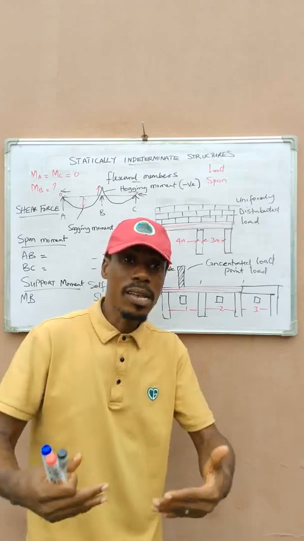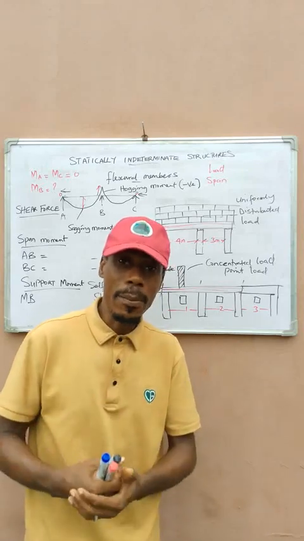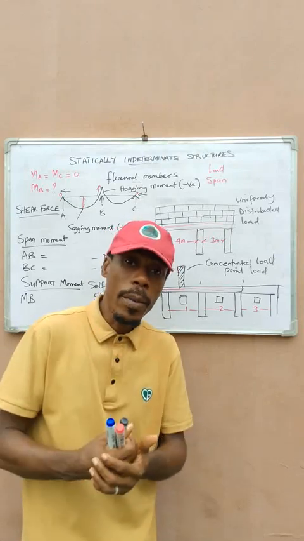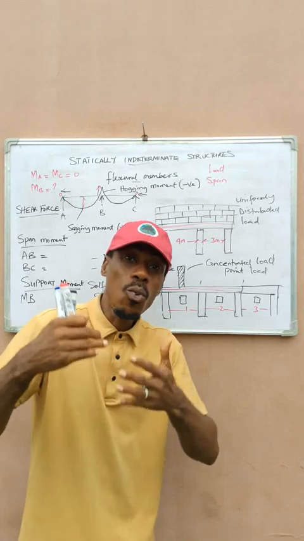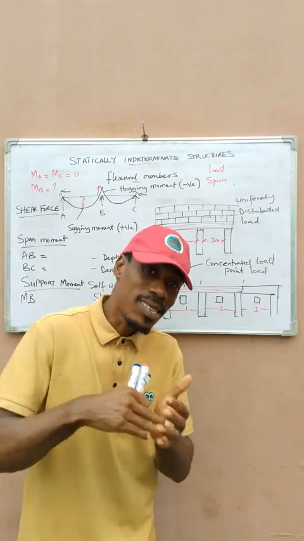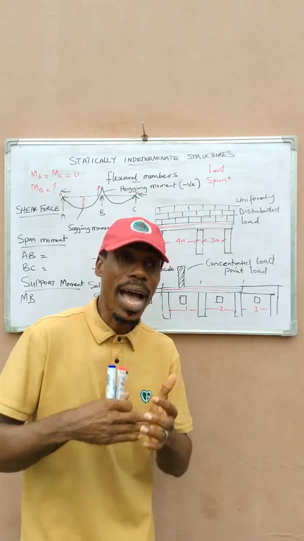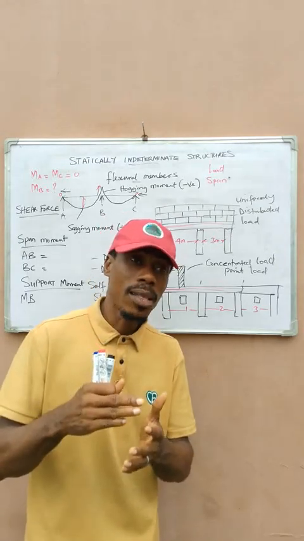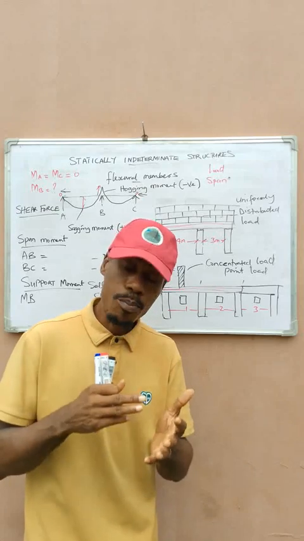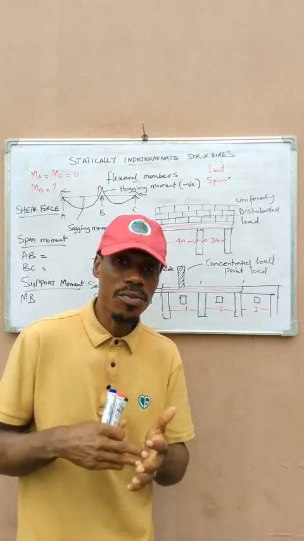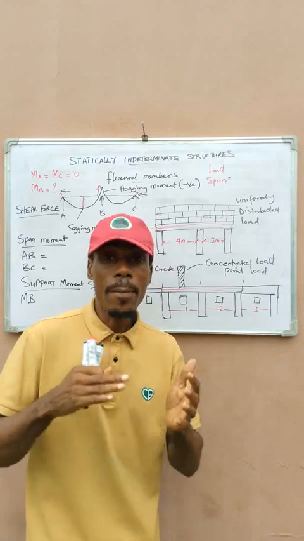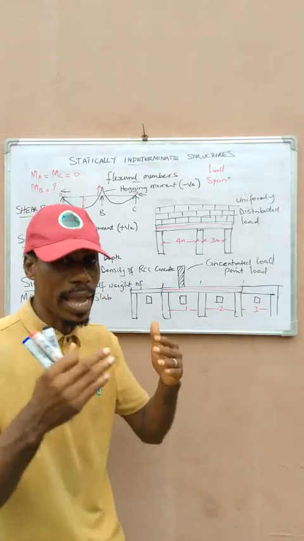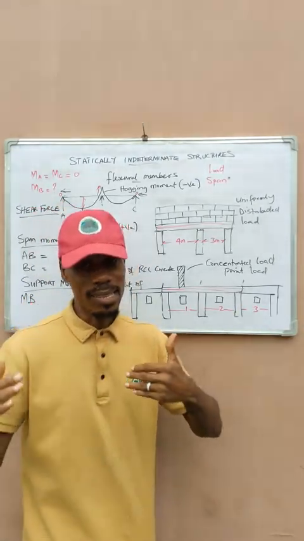You follow that process to enable you get the required parameters. It is those parameters you have gotten, like your span moments, that you now need to design that beam structure. And the essence of designing the beam structure is to provide reinforcement, both the size and the number of reinforcement bars required for that beam structure. So basically, that is the connection between analysis and design.